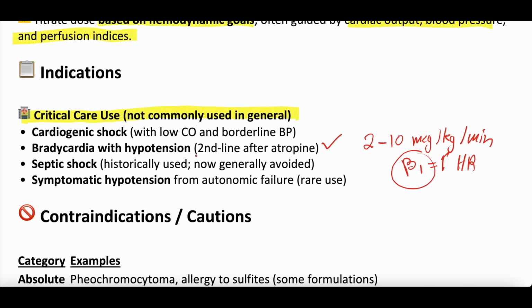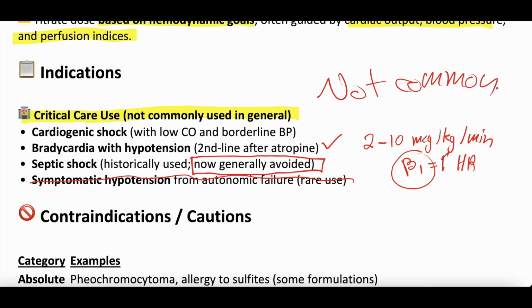Historically, it was used in septic shock, but this is not really done anymore. Evidence would suggest that this is a worse option than norepinephrine, so you should just use norepinephrine, not dopamine, in septic shock. And then symptomatic hypotension, this isn't really a thing anymore either. So this is not commonly used, with the one caveat being that you could consider using it for bradycardia at those lower doses, although we don't do it because we would just use epinephrine.